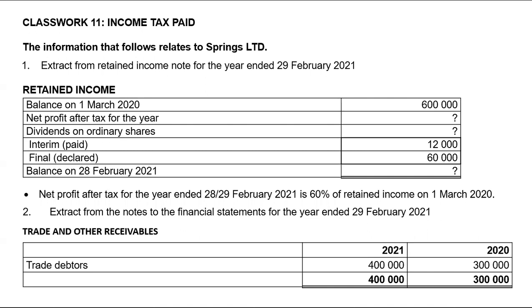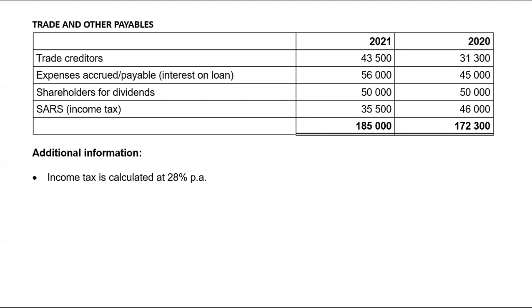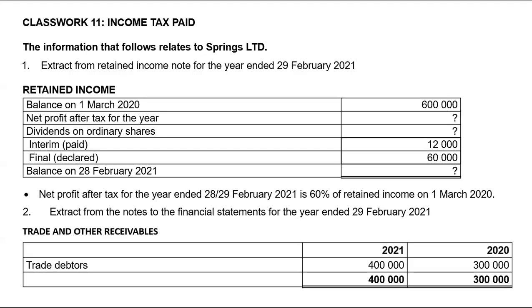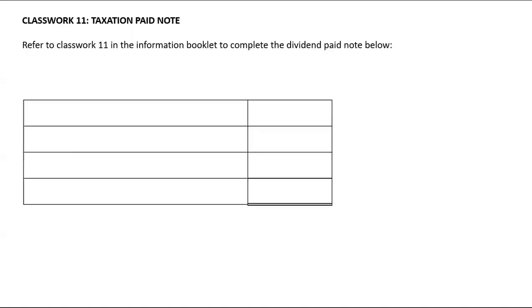When you look at the extract from the notes of the financial statements for the year ended 28th of February 2021, in trade and other receivables, we didn't have anything, meaning that both SARS income tax amounts will be in trade and other payables. For last year, it was 46,000, and for this year, it is 35,500. Please note that when we calculate our net profit after tax, we'll simply take the 600,000 times it by 60%. But whatever answer we get there, it is still net profit after tax, meaning that we will still multiply it by 28 and divide it by 72, since our tax rate is given at 28%.